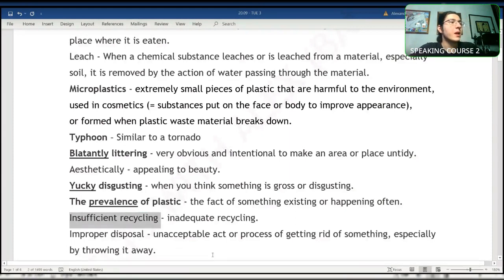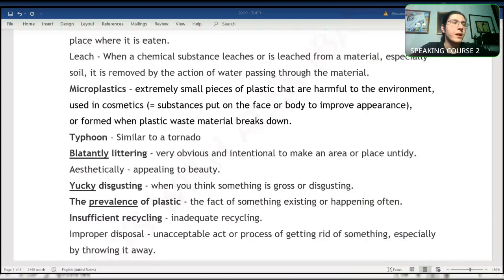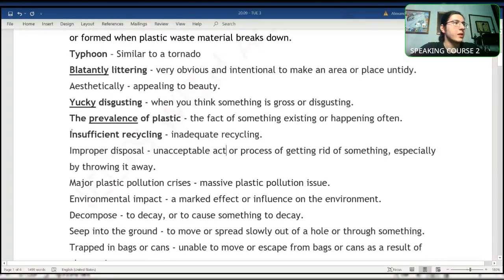Insufficient recycling. Insufficient comes from the word sufficient, and insufficient means not enough. I think that kind of makes sense. The word sufficient is also a very nice word that you should learn. Sufficient means enough. It doesn't mean a lot. It just means enough, basically.